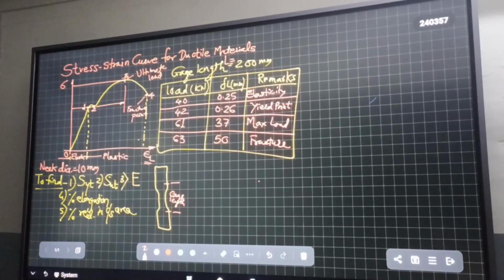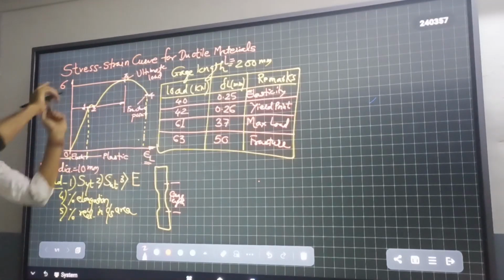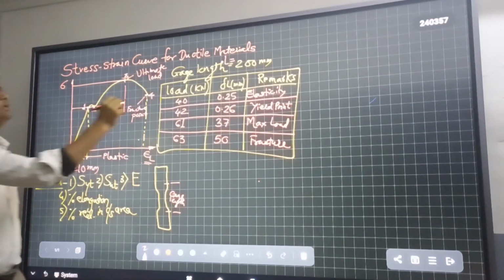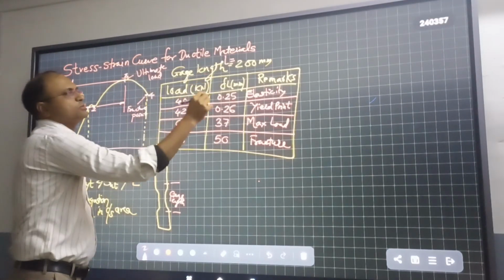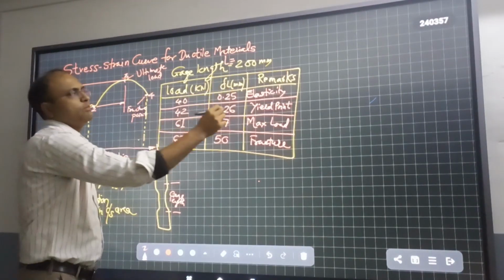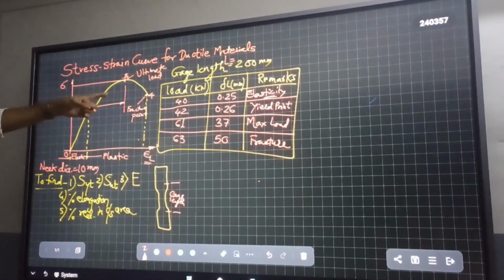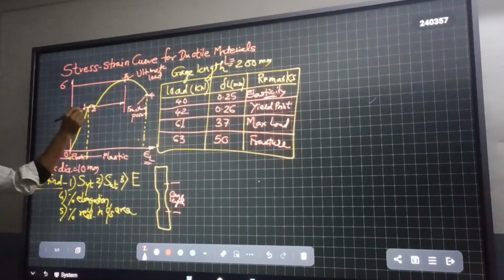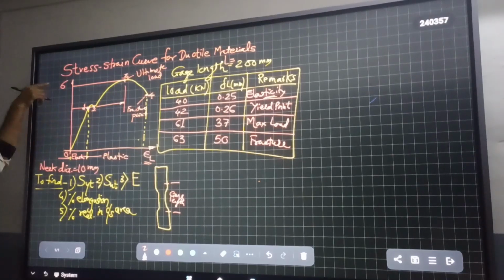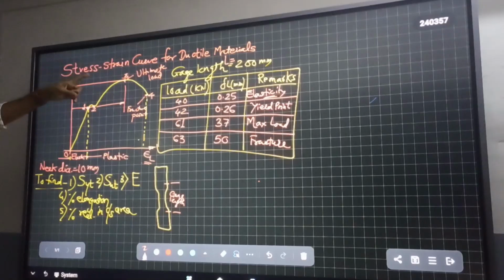Second, load. Now 40, 42, 61, 63. Can you make out which are these values? Initial load is 40. When load is 40, what is the deformation or elongation? 0.25 millimeter. So what is the material property? That means up to this load and this elongation, the material is elastic. It is this point. That means the load and the elongation at point 1 are given.